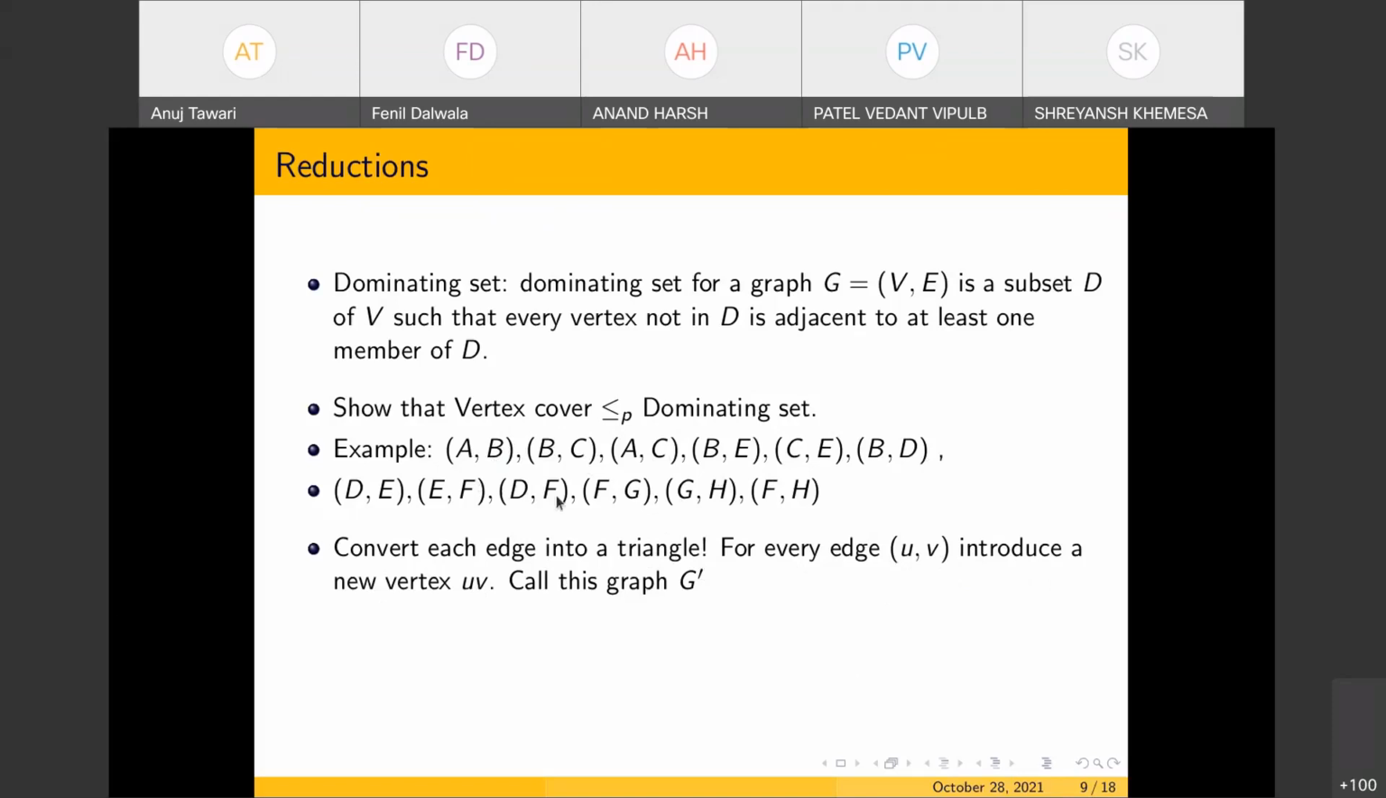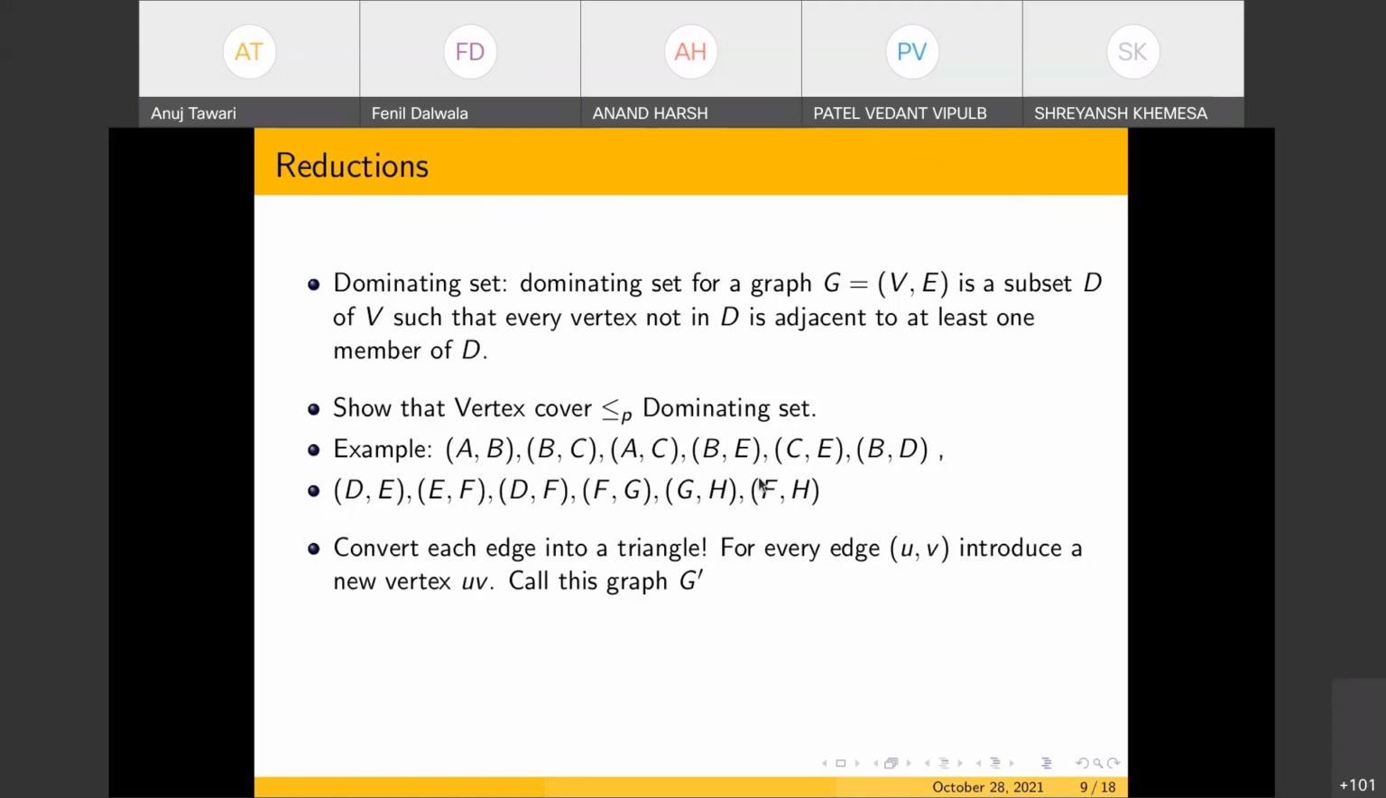So instead of just a single edge, we will now have a triangle. We have these 3 vertices, all of which are connected to each other. For every edge, we are introducing this new vertex UV and connecting it with both ends of the edge. And this we do for every edge. Now the question is, if I can find a dominating set in this graph G prime, then how am I sure that I will get a vertex cover in the original graph?